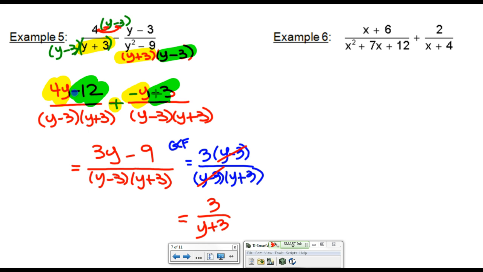And remember, you cannot cross off those two 3's. Y plus 3 is a group and 3 is a group. They're not the same groups. Do not reduce.